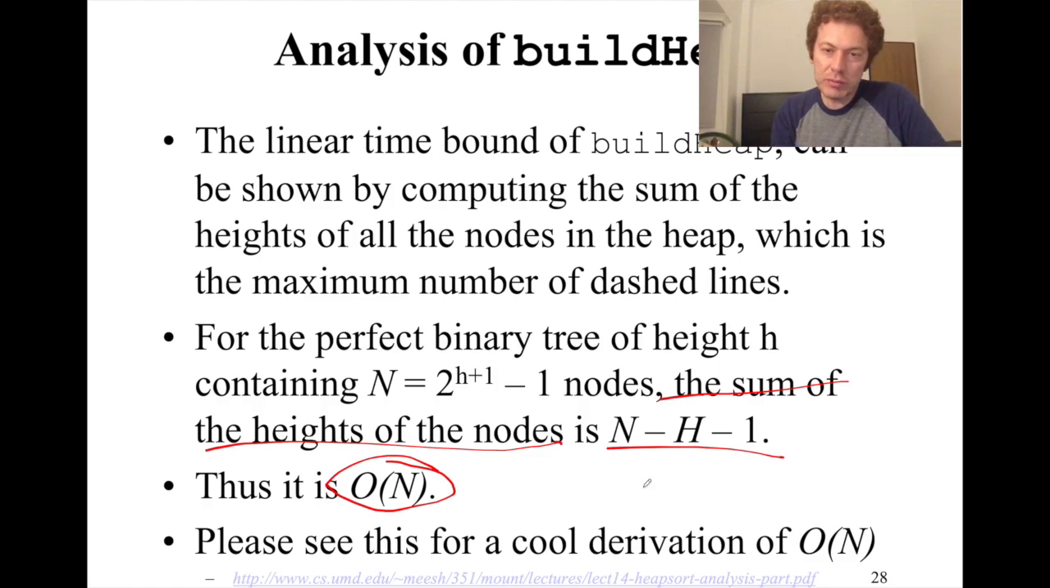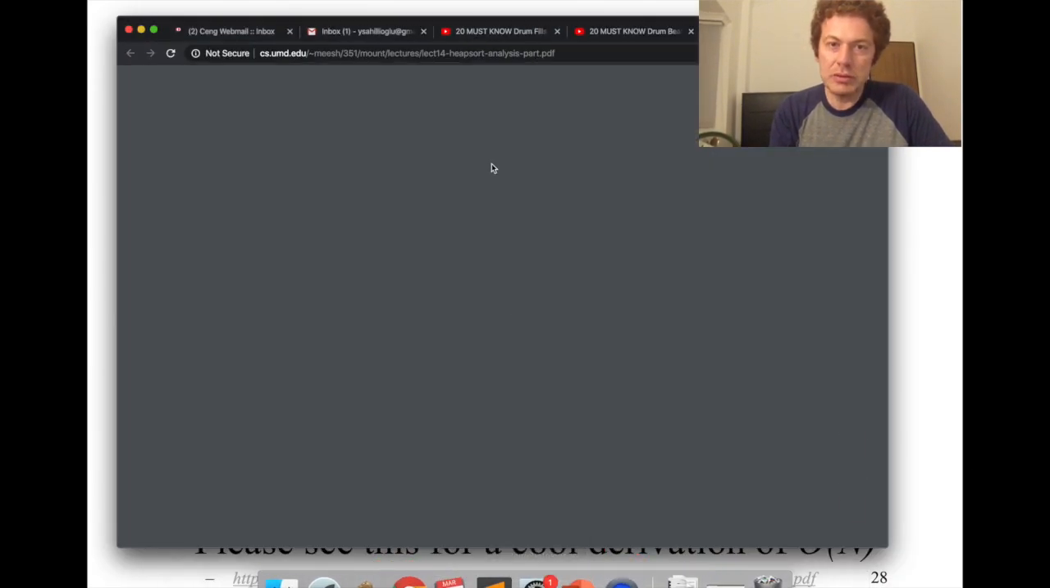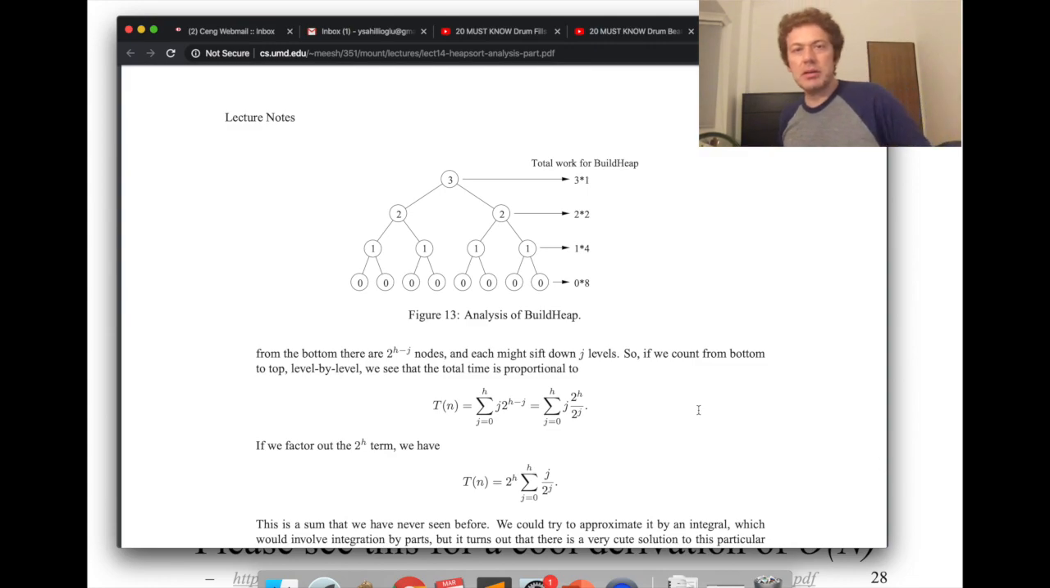The idea is that, but where did this weird number come from? So I actually found a very cool proof about this. So let me just show you in a second. This is slightly out of the scope, but it can also open new horizons for you. So basically, remember, the cost is this total, right? For the last level, cost is 0. I have 8 of them, but I don't care. In this level, the cost is 1 because they are allowed to go 1 level, and I have 4 of them. Here, the cost is 2 because 2 is the height, the potential of the path to be traversed, and I have 2 of them, etc.